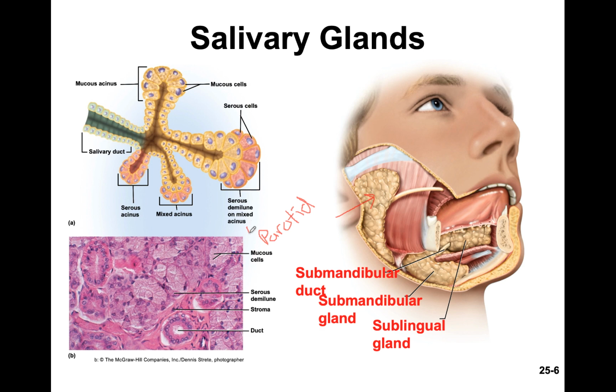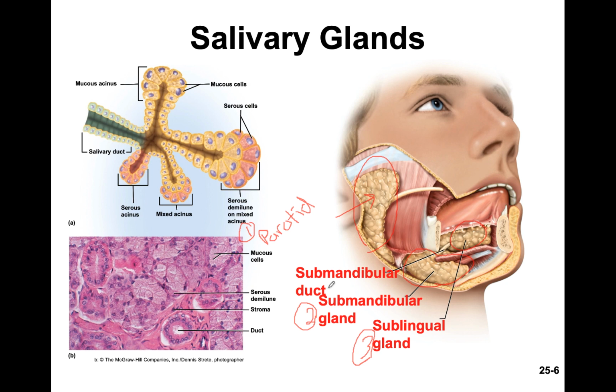I'll number them for you. This is number 1. This is number 2, submandibular. And this is number 3. We're just going to number them to clarify. So the parotid gland, this one's found in front of the ear. It's on both sides. The sublingual gland is right under the tongue because sub means under, lingual means tongue. The submandibular gland is under the mandible because, again, sub means under, mandibular means mandible.